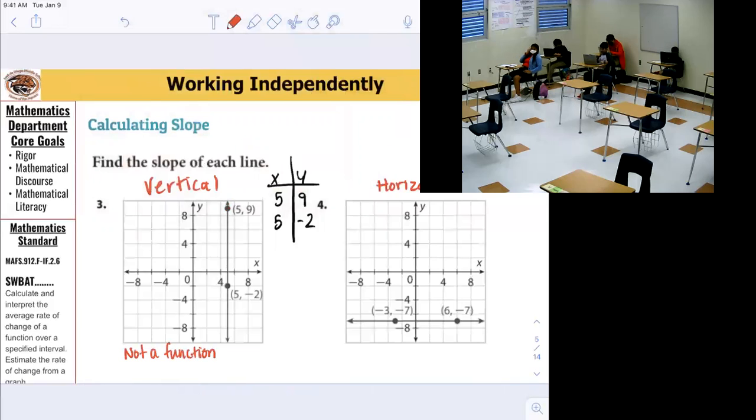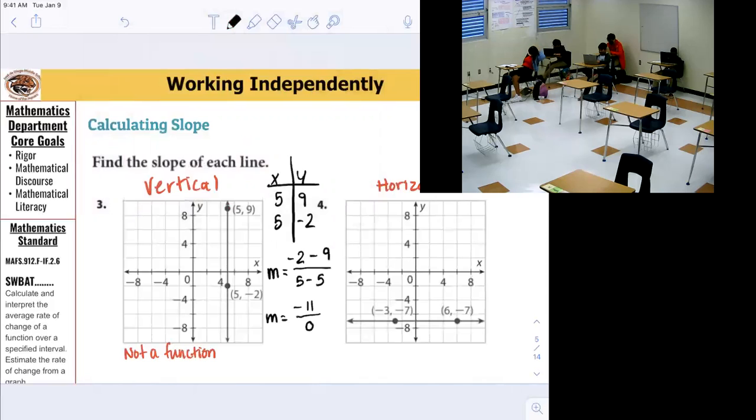All right, and then let's find out why it's not a function. So if I plug in my values, I would get negative 2 minus 9 over 5 minus 5. Negative 2 minus 9 gives me negative 11, and 5 minus 5 gives me 0.